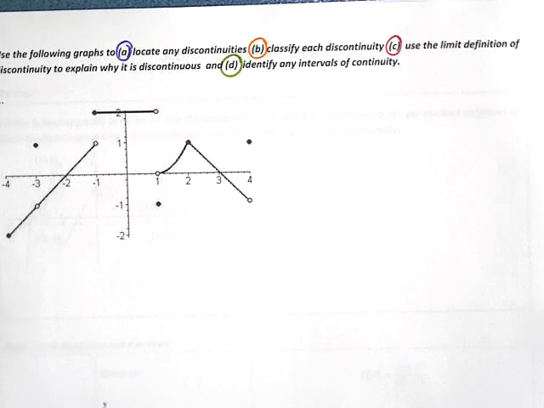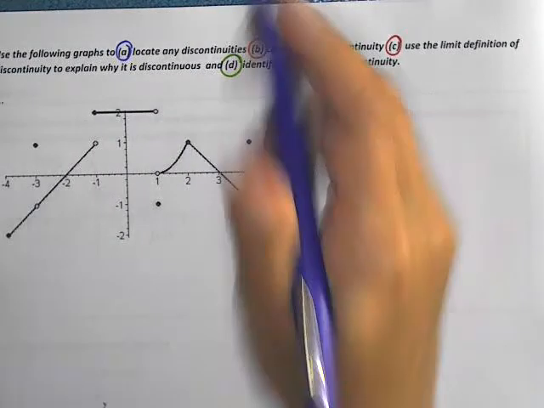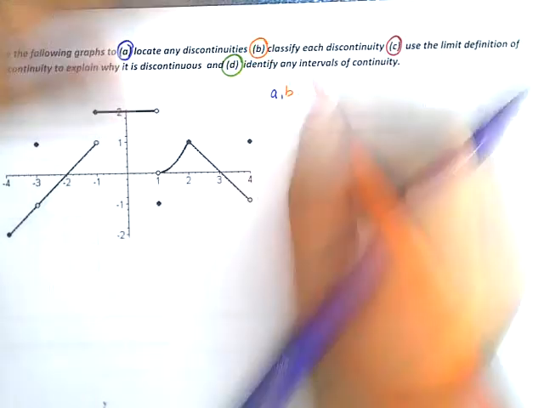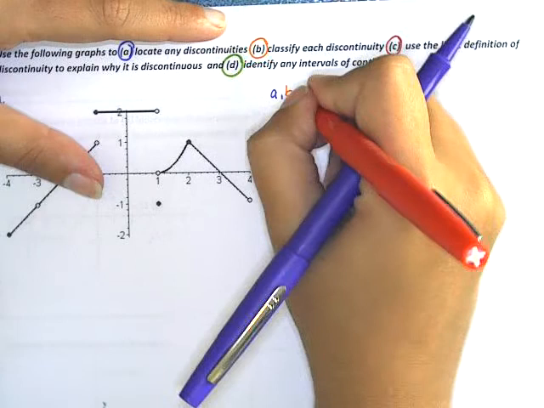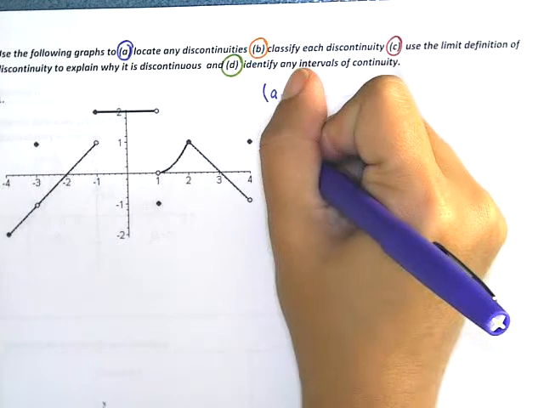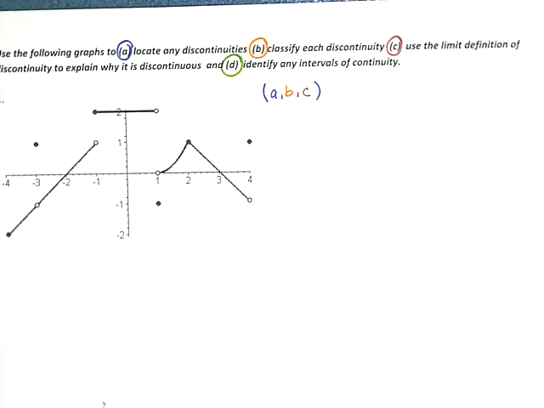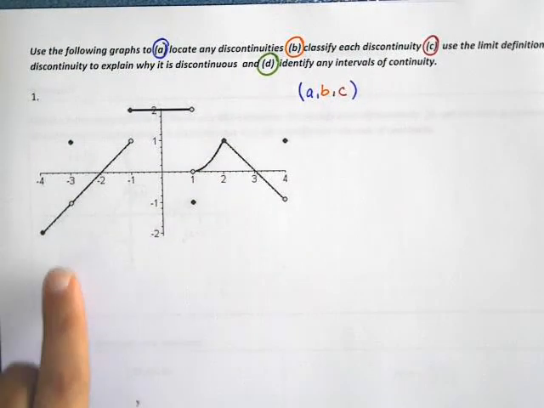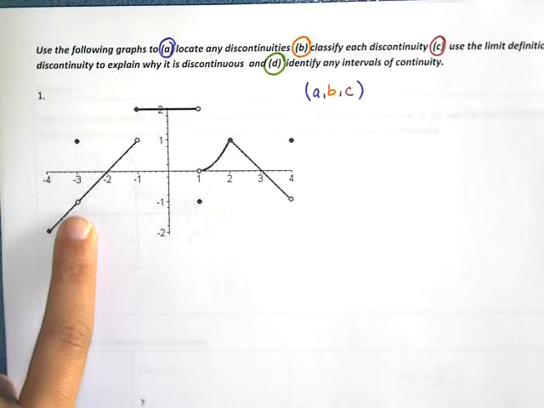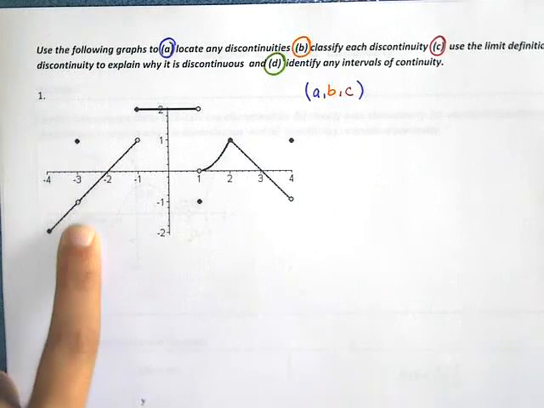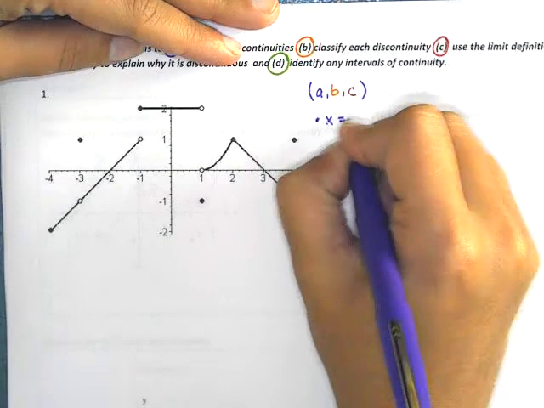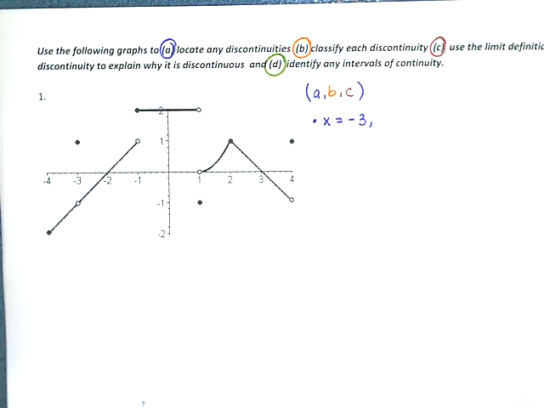Now I'm going to kind of group A, B, and C together because I think it's easy to answer these questions all at once, and I'll show you why. So let's group A, B, and C together. The first step in part A is just find the places where you're discontinuous. So if I slide from the left side of the graph to the right side of the graph, the first spot where I have a discontinuity is -3. There's a hole there. So I would say I am discontinuous at x equals -3.